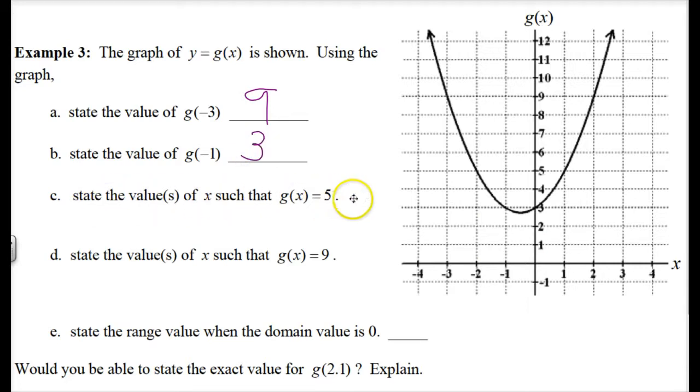State the values of x such that g of x is equal to 5. Here, -2, and here, +1. So x equals -2, x equals 1. State the values of x such that g of x is equal to 9. So you go to 9, and you go along 9, and you see -3 and +2.